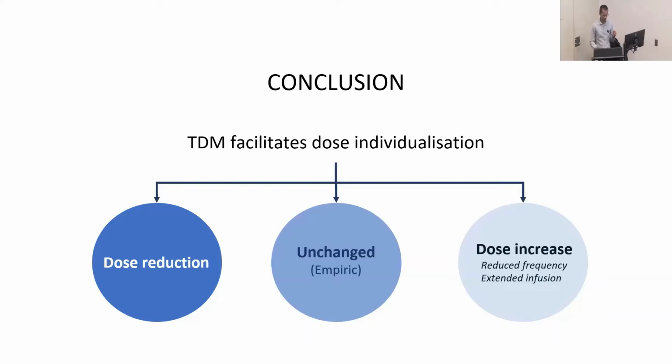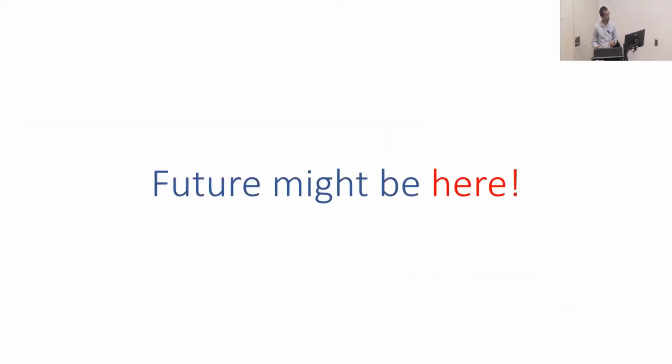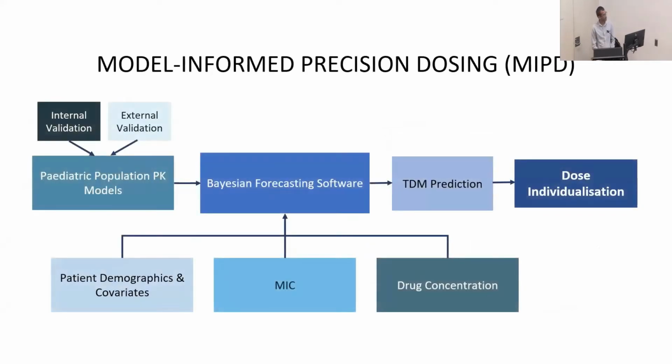But TDM may not be the answer all the time. This adult study recently demonstrated no benefit in terms of SOFA score, so maybe it's got its caveats, maybe it needs to be nuanced, and that's probably where we are now. And I'll leave this because this will lead you to the next talk. Thank you very much.